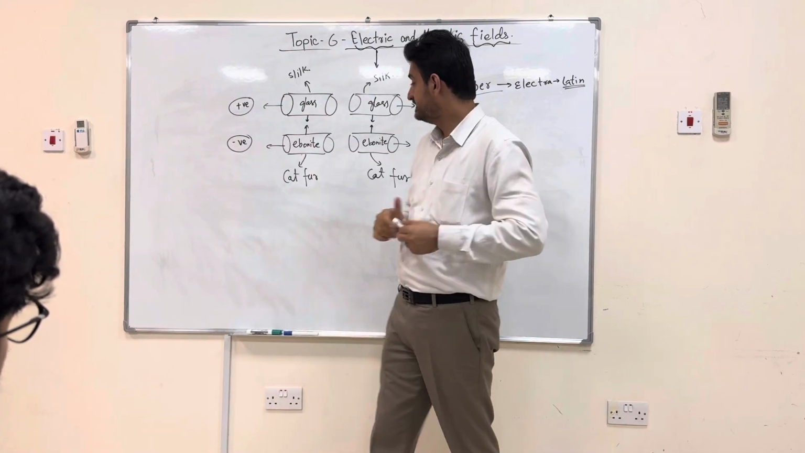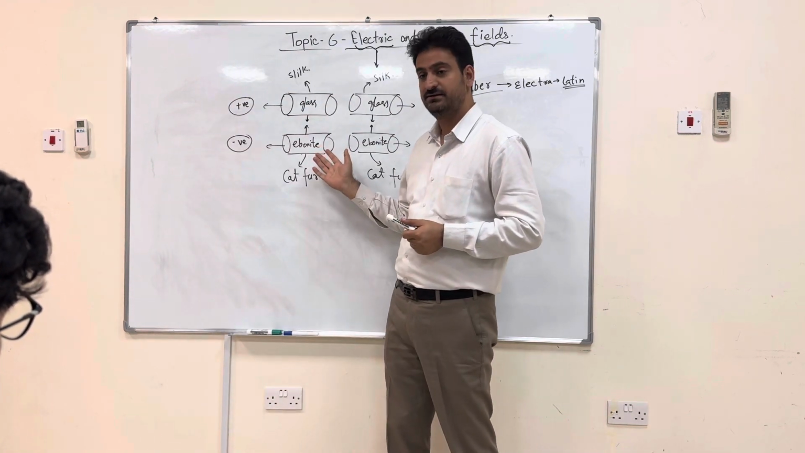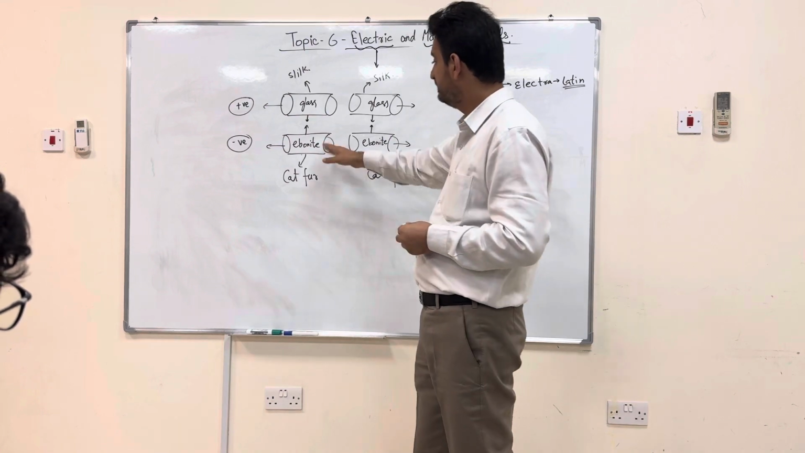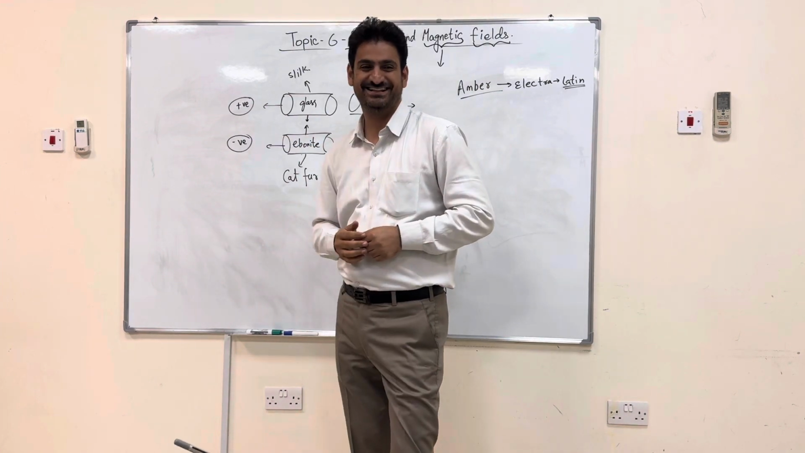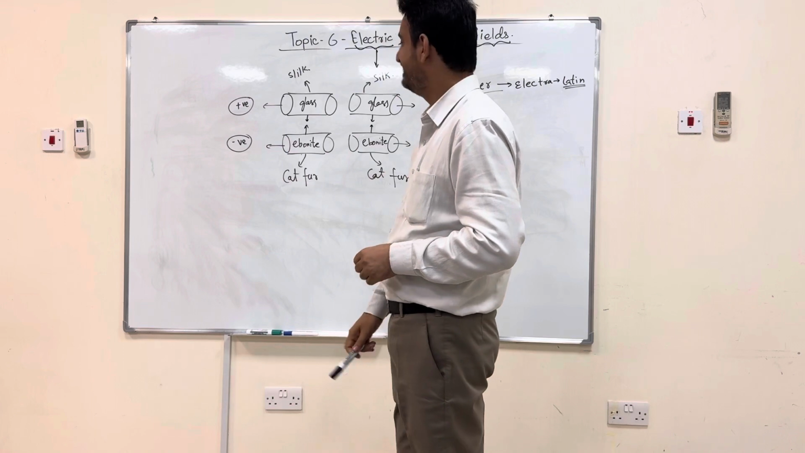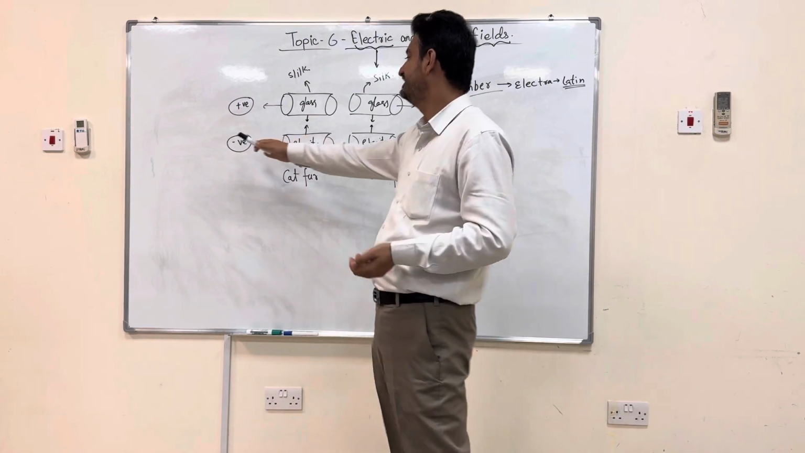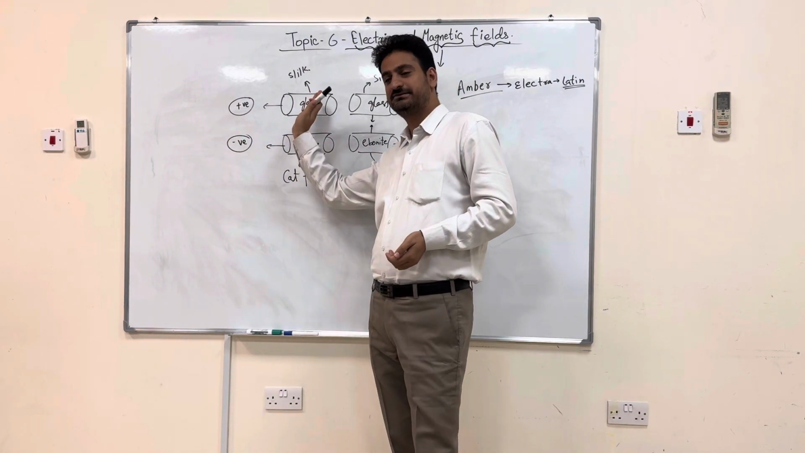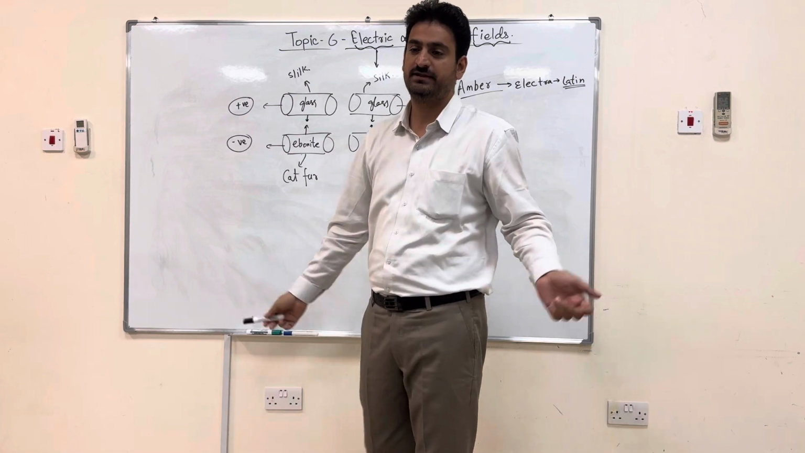So, is it because ebonite is kind of black? Black is evil? That's why it is negative? Why do we call this ebonite negative, and why do we call this electrification of glass positive? Is there a reason for that?